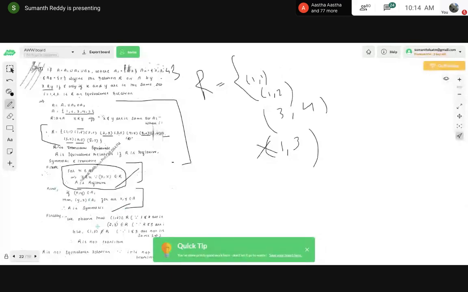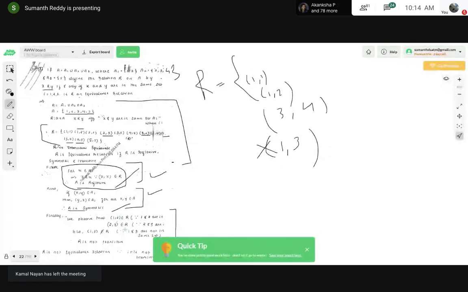Here there is no need to get worried. You can just write the definition of symmetric. What is the symmetric definition? If x is related to y, then y is also related to x. Therefore, the relation R is symmetric. And for the transitive property, as I have told you, even if a single ordered pair does not satisfy the transitive property, the relation can't be a transitive relation. And if it can't be transitive, then it can't be an equivalence relation also.